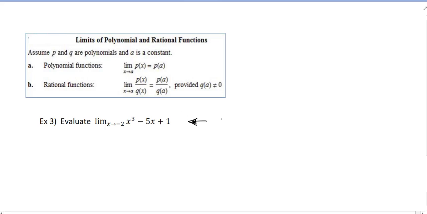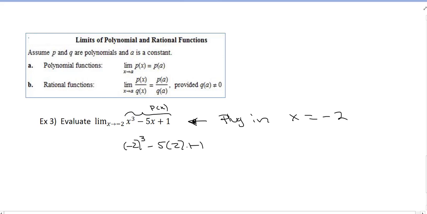So when I plug in -2 into my function, this is my polynomial function, let's call it p of x, then I'm going to have -2 cubed minus 5 times -2 plus 1. -2 to the third is -8, minus a minus is plus, so plus 10, and then plus 1. Remember, always do your order of operations from left to right. So -8 plus 10 is 2, so 2 plus 1 is 3. And so that will be it. That's my limit. So for polynomials, just plug in the value and you'll get your limit.